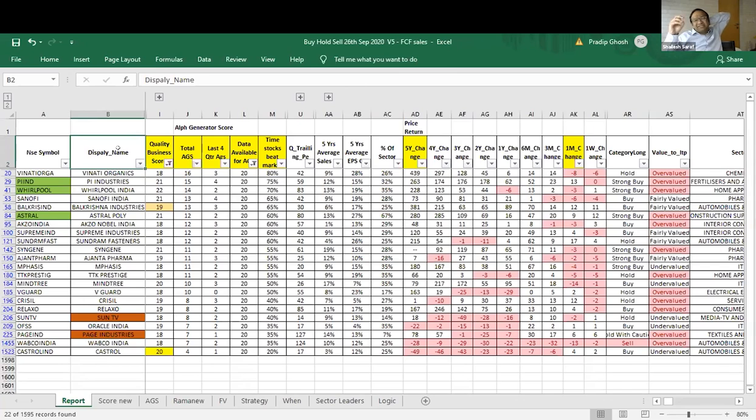Beta is just numbers, it does not give you the full picture, whereas AGS and QBS give you the full picture of the company. Are you understanding what I'm trying to share with you? Dear friend, are you able to understand? When QBS and AGS are high, don't focus on beta too much.